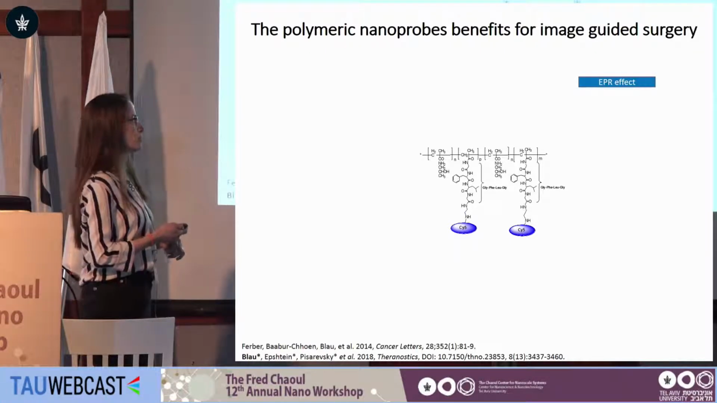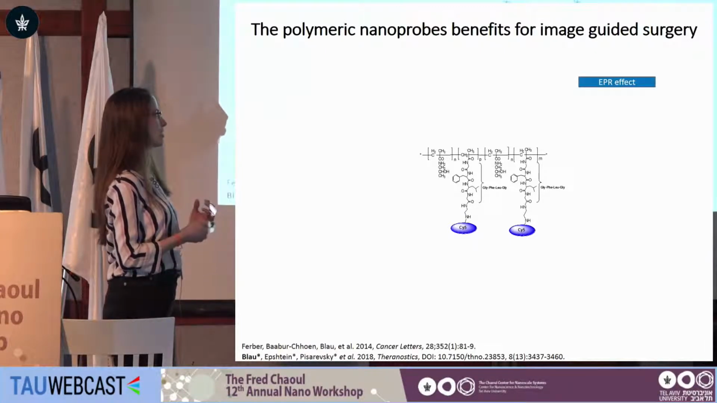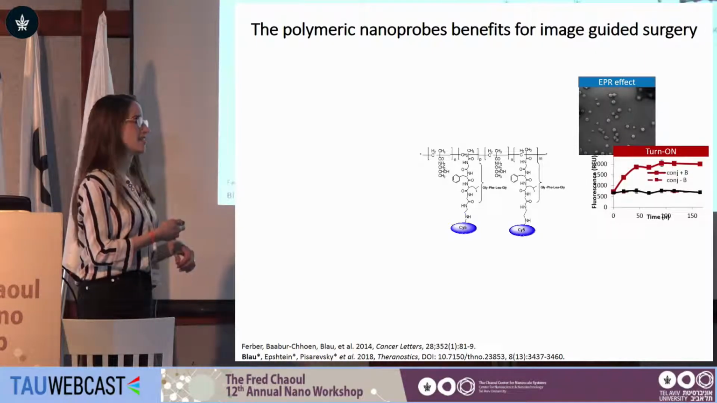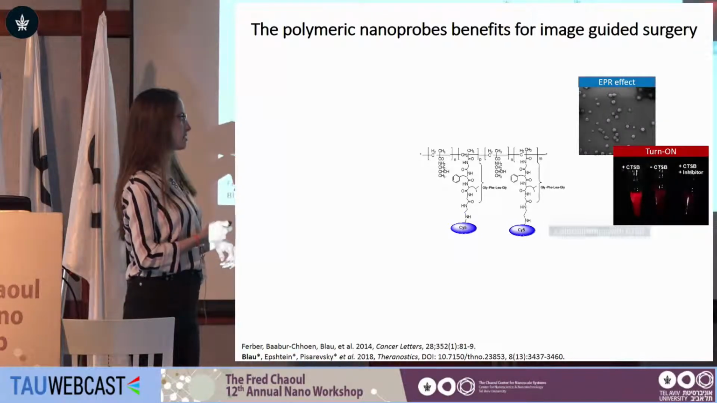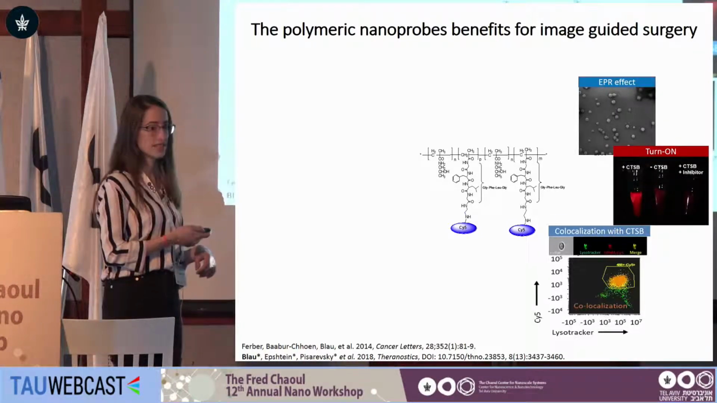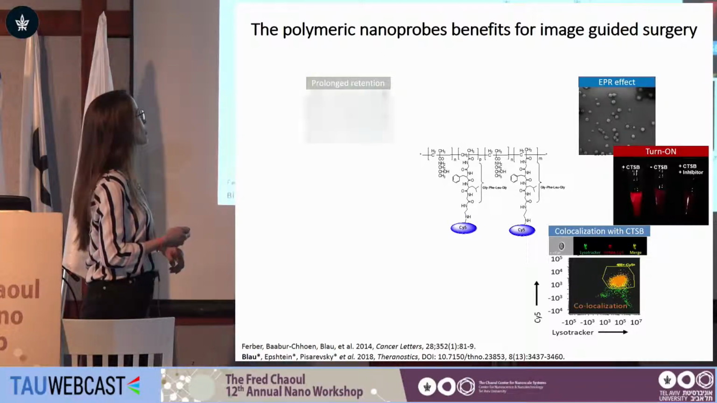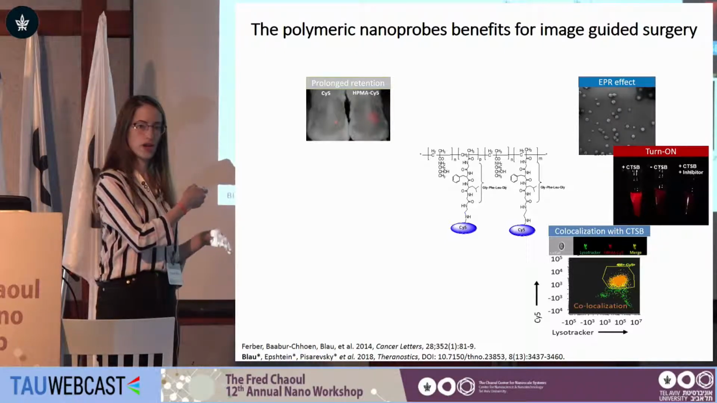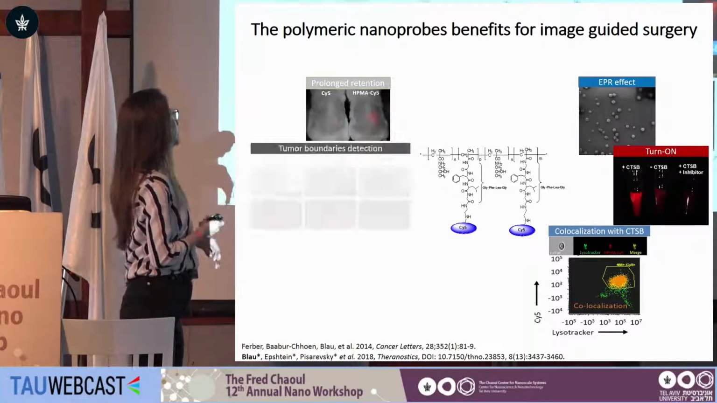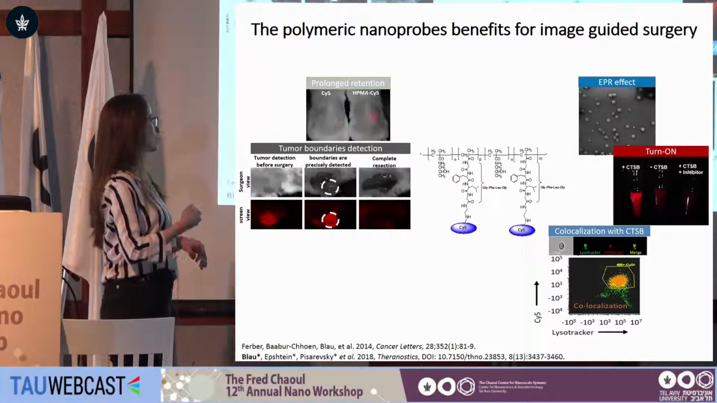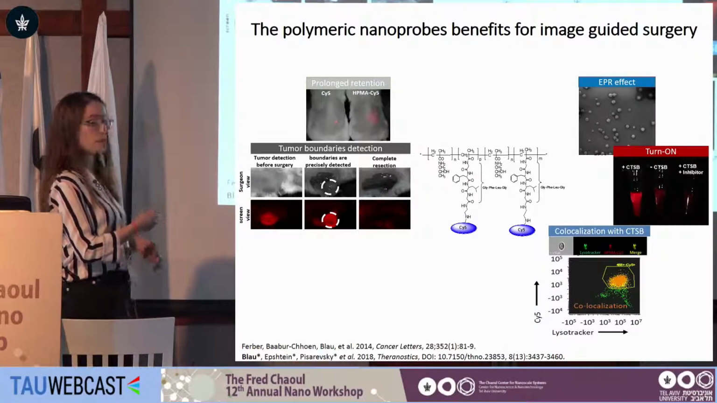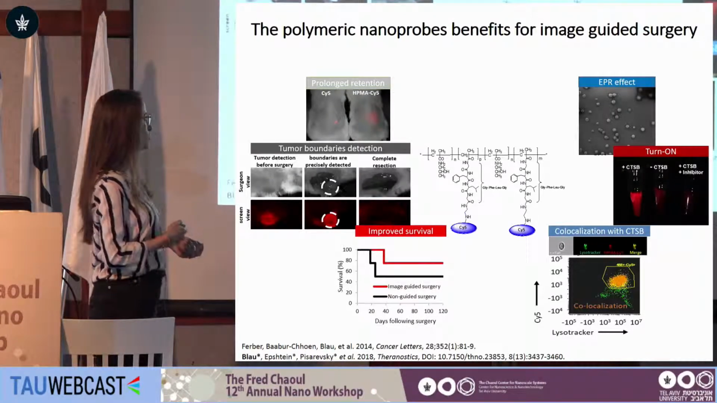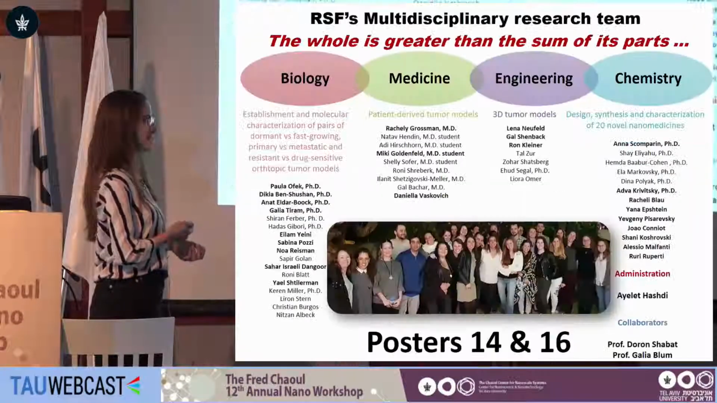So just to conclude, the polymeric systems bear several beneficial properties, such as exploiting the EPR effect, and the turn-on ability that could be detected also inside the lysosome of cancer cells. They possess prolonged retention inside the tumors in comparison with free and low molecular weight imaging agents, which enables the precise detection of the tumor margin during long surgical procedures, and finally, and most importantly, improves the survival of the treated mice.